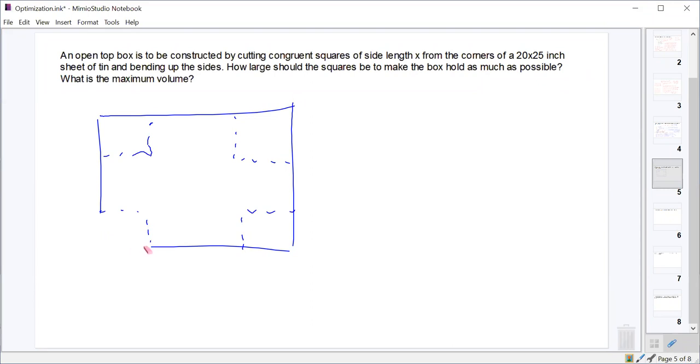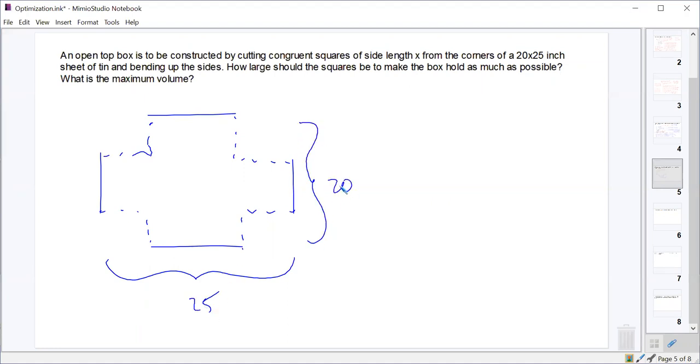So we're going to cut these corners off and fold up our sides to make a box with an open top. We started off with this being 20 by 25, and we cut off x from each one. So what are the dimensions of our box when we fold these up?